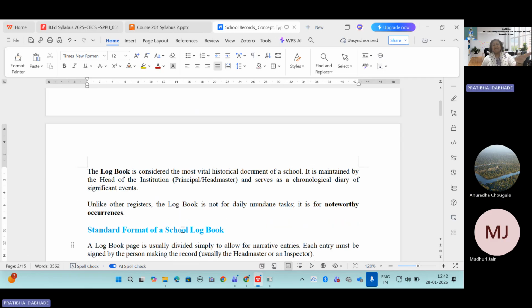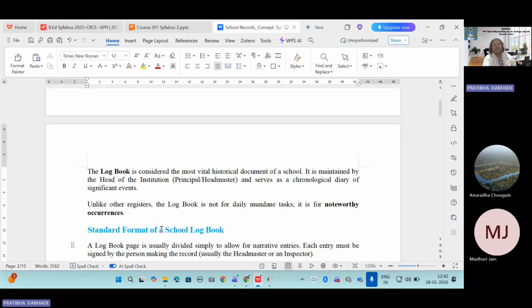You are a little bit near to the actual answer. See, what is a logbook? Who is going to maintain this particular record? Of course, it should be maintained by the person who is wholly responsible, the principal, the higher authority. It can be the principal or the headmaster.